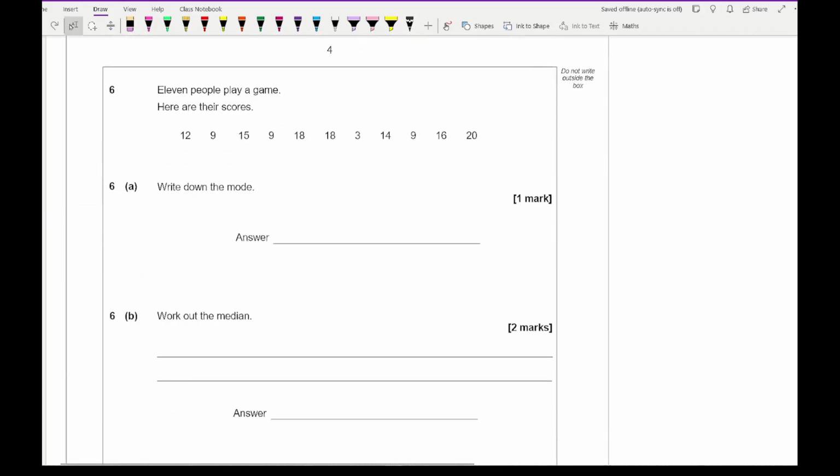Moving on to question 6, it says 11 people play a game. Here are their scores, and it says write down the mode. Now the mode is the most popular, and as you can see, the most popular score is going to be 9. And it says then work out the median.